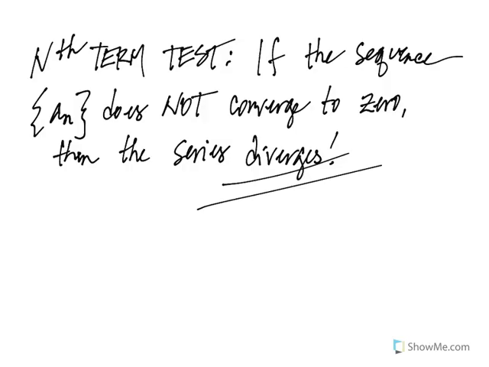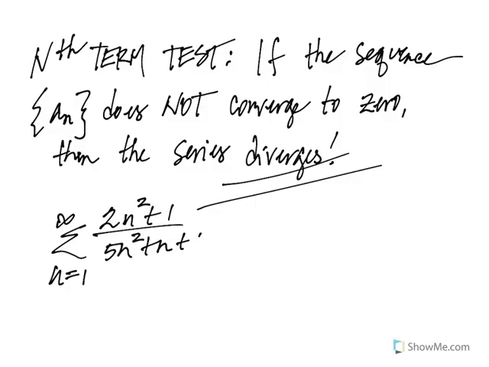Let's take a look at a couple of examples. How about this one? You've got the sum from n equals 1 to infinity of, let's use, 2n squared plus 1 all over 5n squared plus n plus 1. This is going to take us all the way back to chapter 7 again. When you start these problems, you must first investigate the behavior of a sub n because of this test.